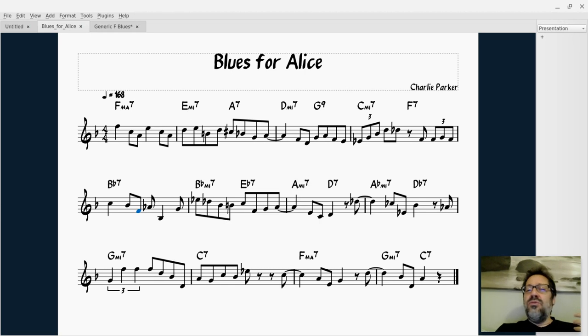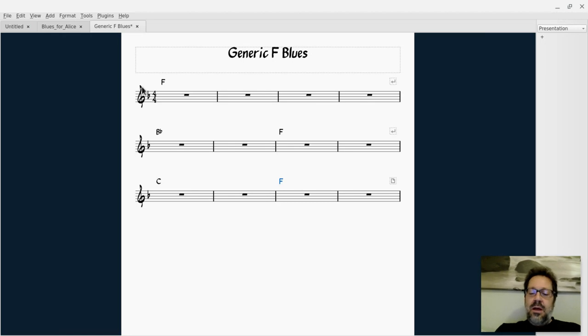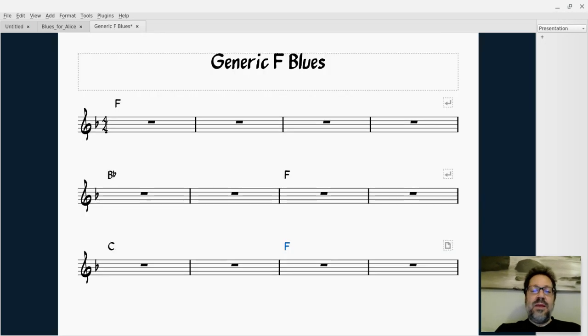how blues chord progressions normally go. So I want to talk, I think, first about where that comes from. So I want to look at the most generic blues in the world here. This is a really generic blues. Let's make it a little bigger here.